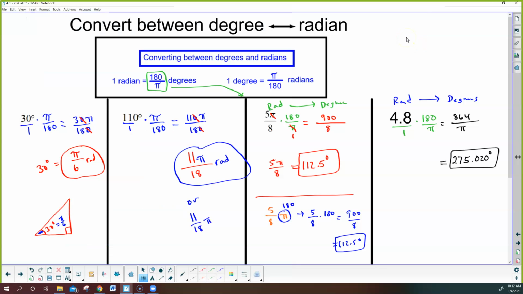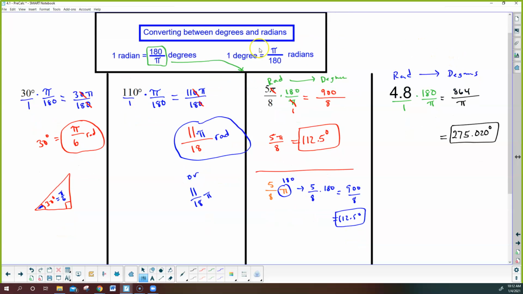So that's the first part of your homework tonight, is just converting using these relationships. It's pretty quick, and if you need more explanations, Delta Math has some help videos. You can kind of go through and watch those.